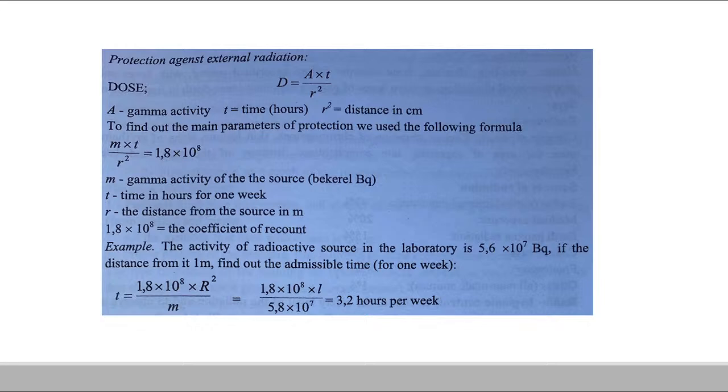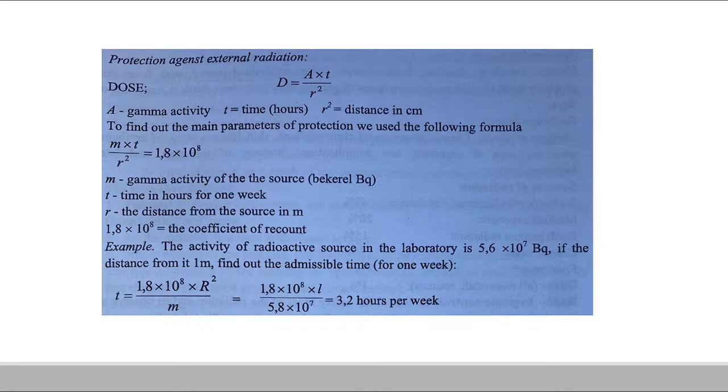Protection against external radiation. Dose equals gamma activity multiplied by time in hours and divided by distance in centimeters. The coefficient of recount equals 1.8 multiplied by 10.